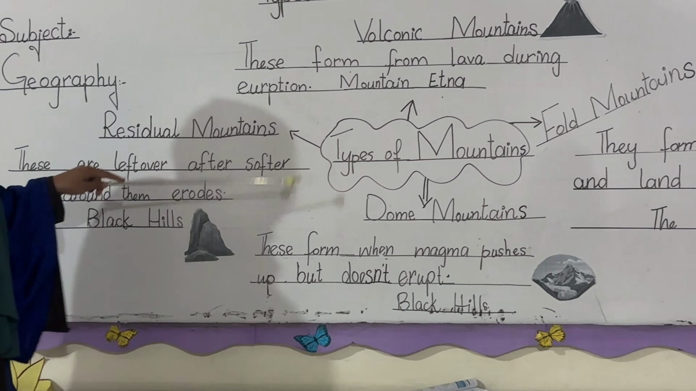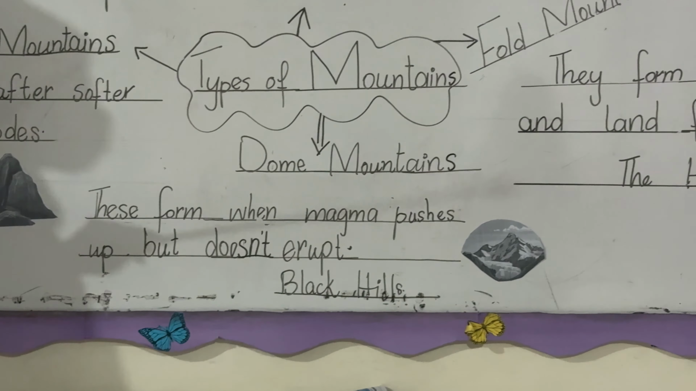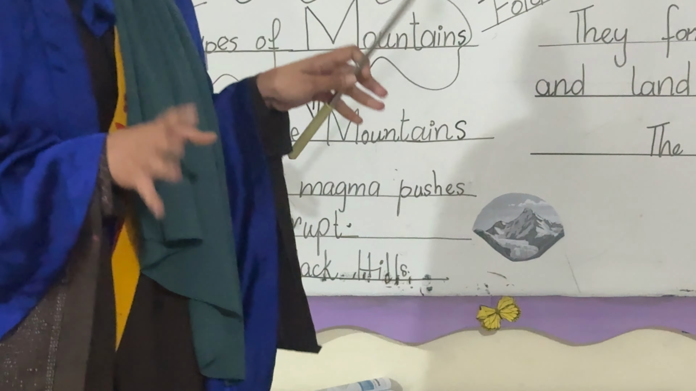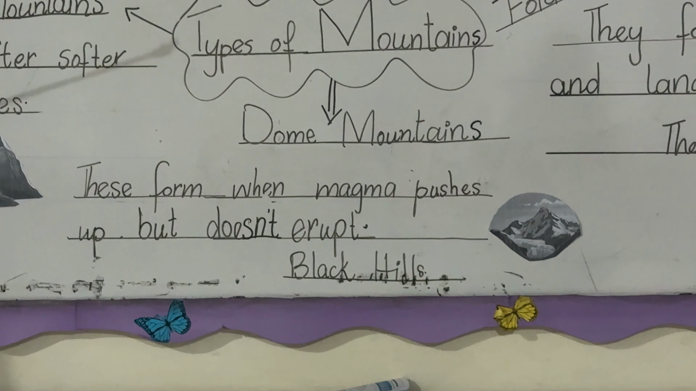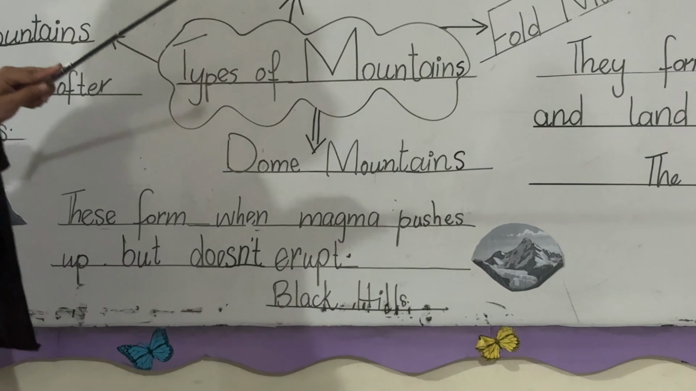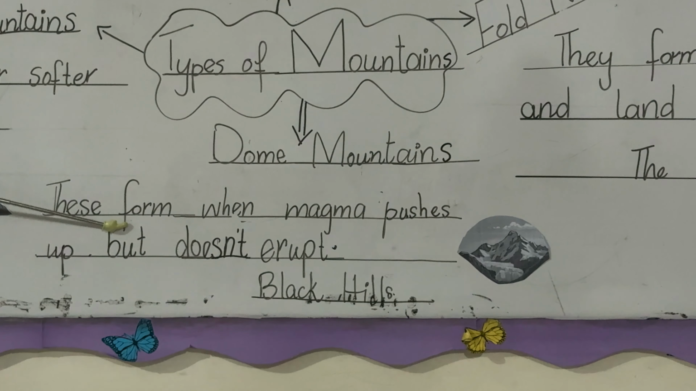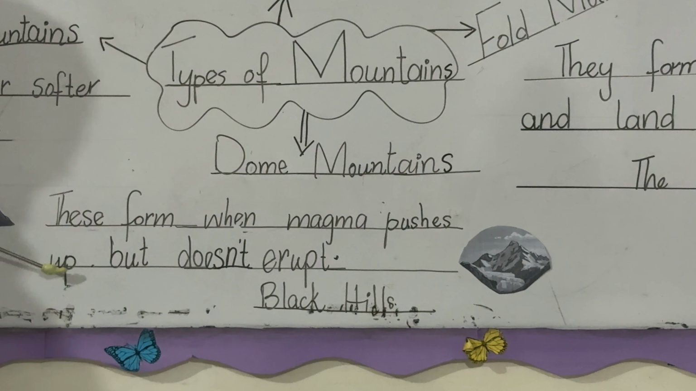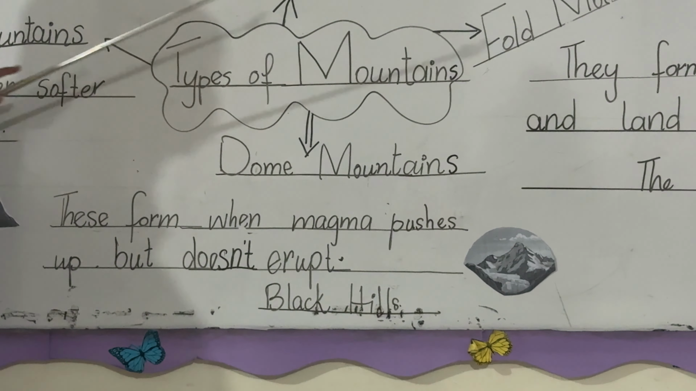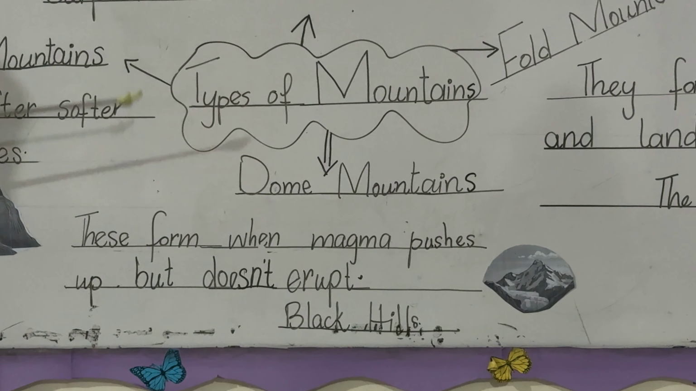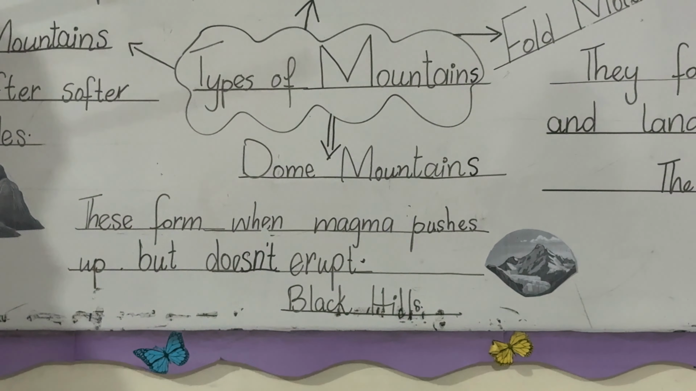Now let's come to the dome mountains. What is the meaning of dome mountains? Have you ever seen the picture, and have you ever visited the mosque and seen the shape of the mosque? The shape of the mosque is like a dome. So dome mountains form when magma pushes up but does not erupt, then the dome mountains are formed. The main example of the dome mountains is the Black Hills.